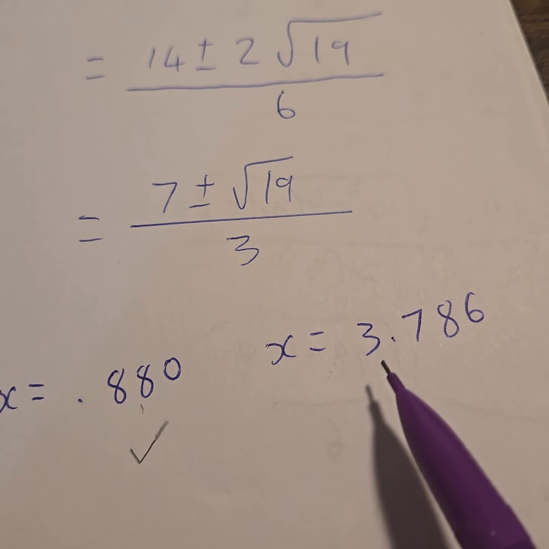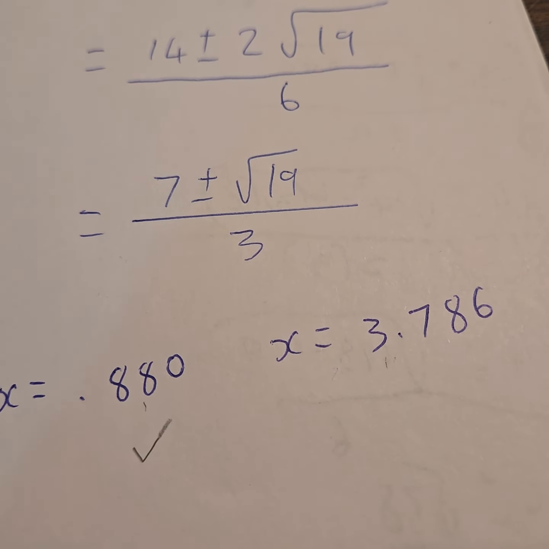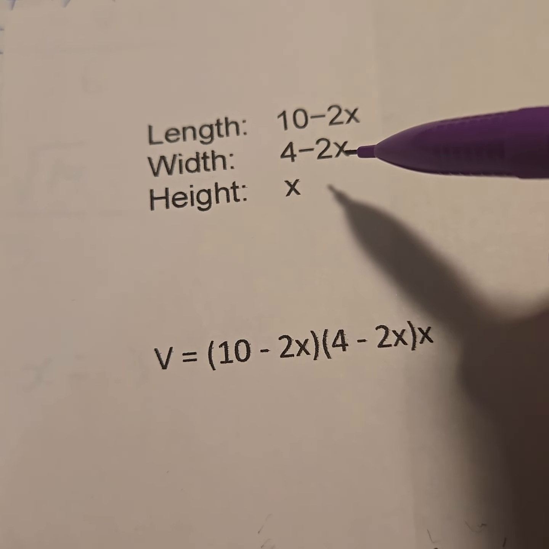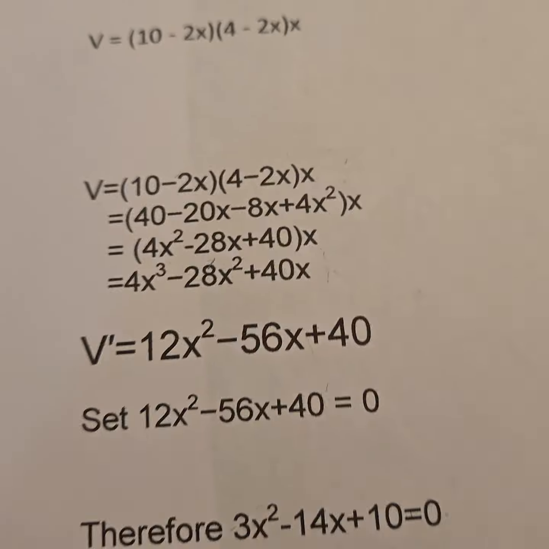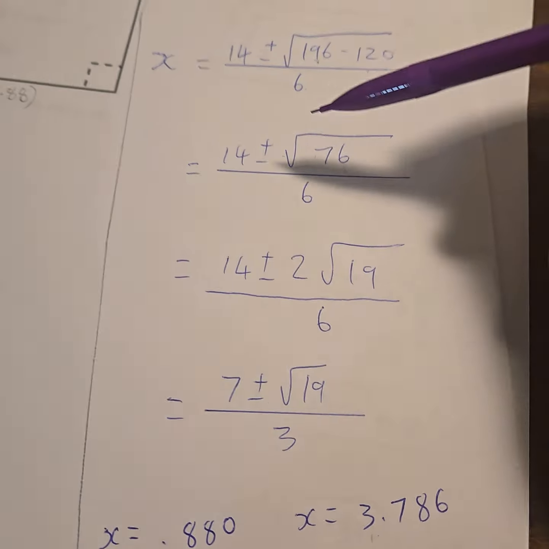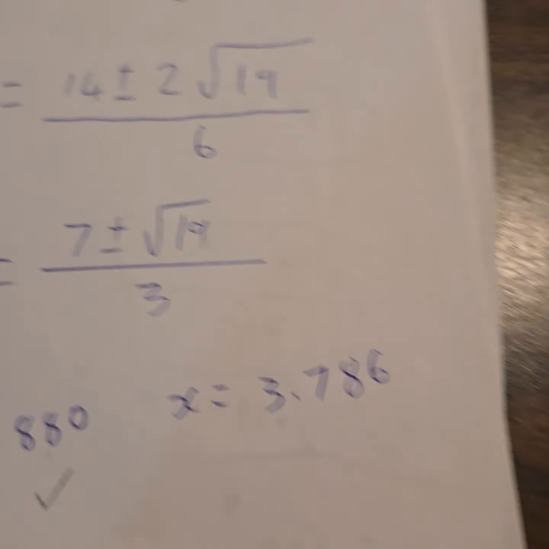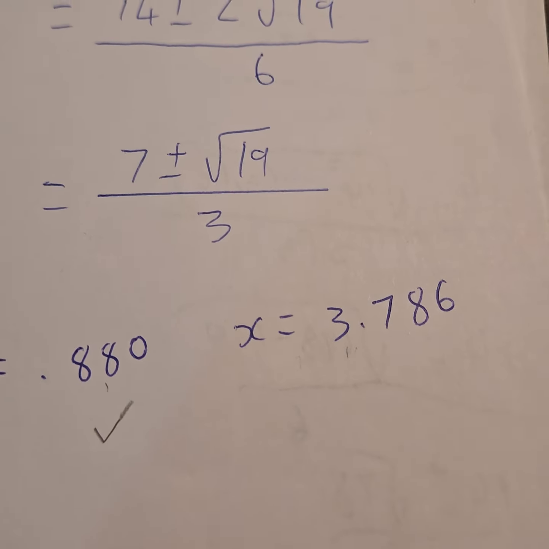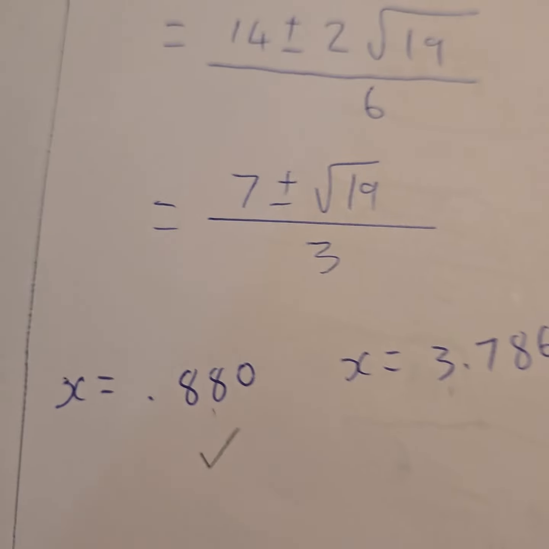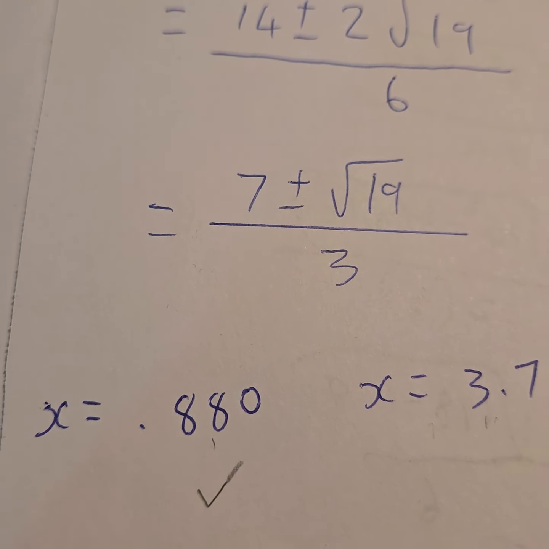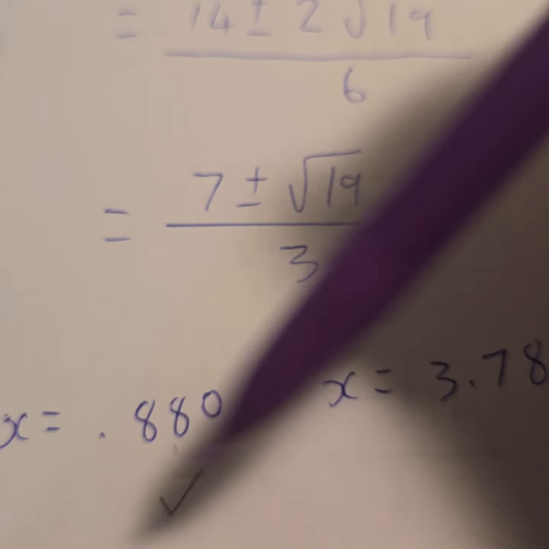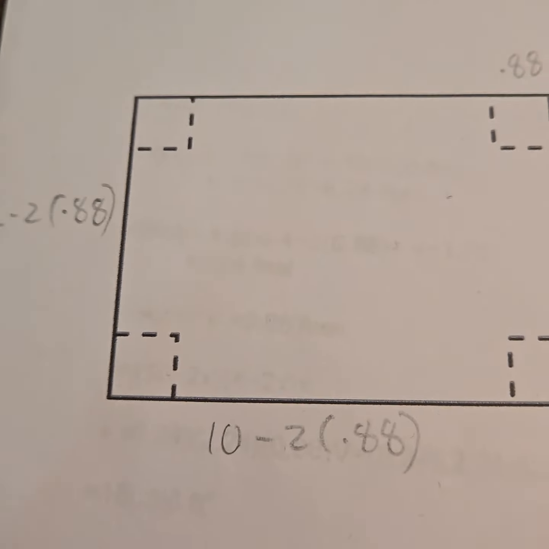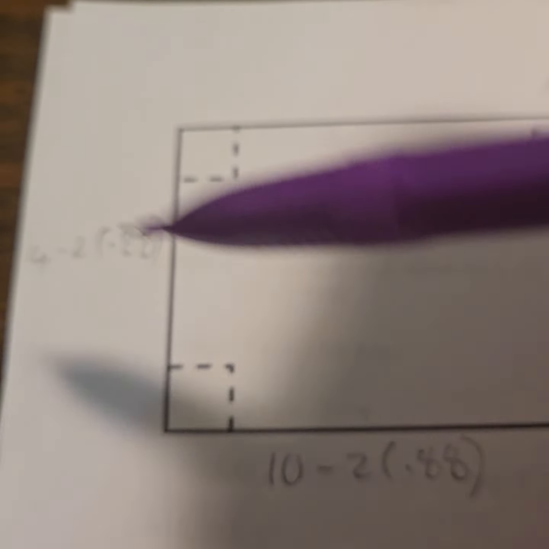And with a calculator, we get two answers. It's clearly not 3.786 because if the width is 4 minus 2 lots of 3 point something, it will be a negative number. That's just a number where this equation is true, but because we're dealing with a three-dimensional shape, we're going to exclude negative volumes. So rounded to 3 digits, 7 minus root 19 divided by 3 is 0.88. So we're going to use 0.88. So we know that x that we cut off is 0.88.